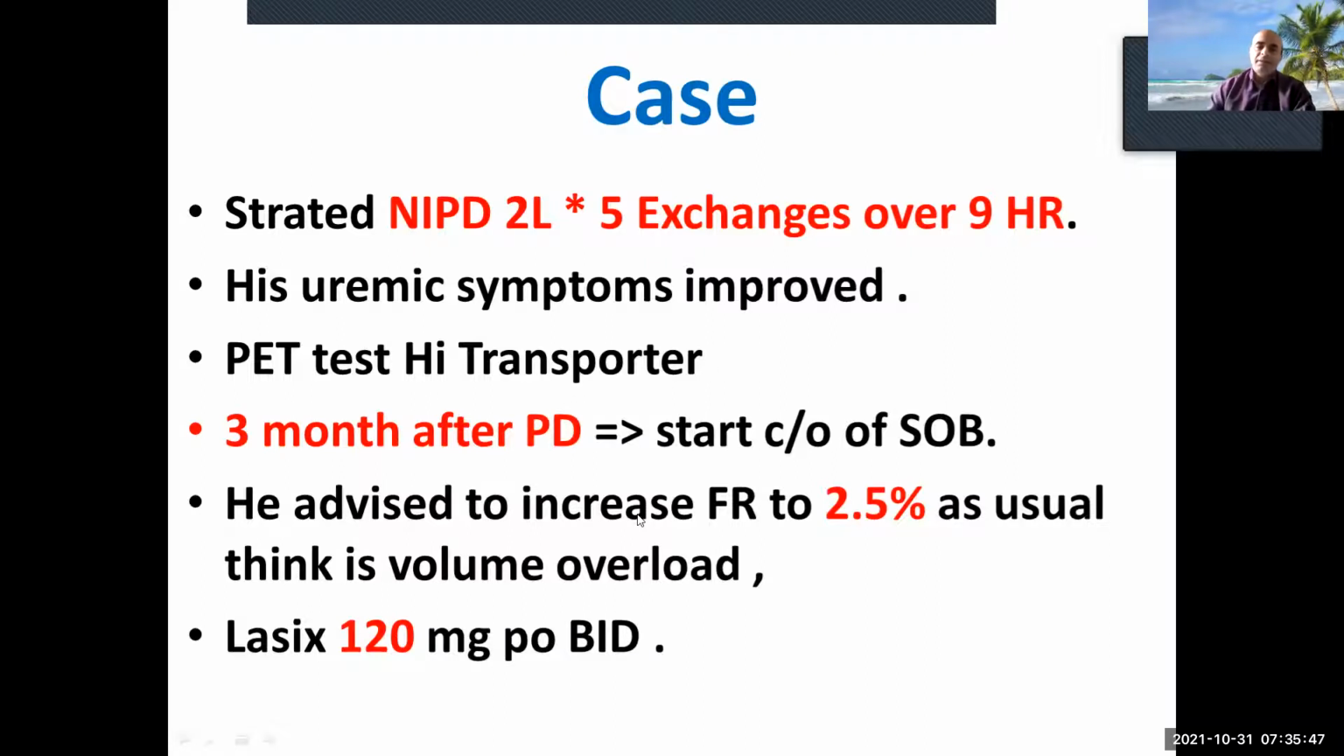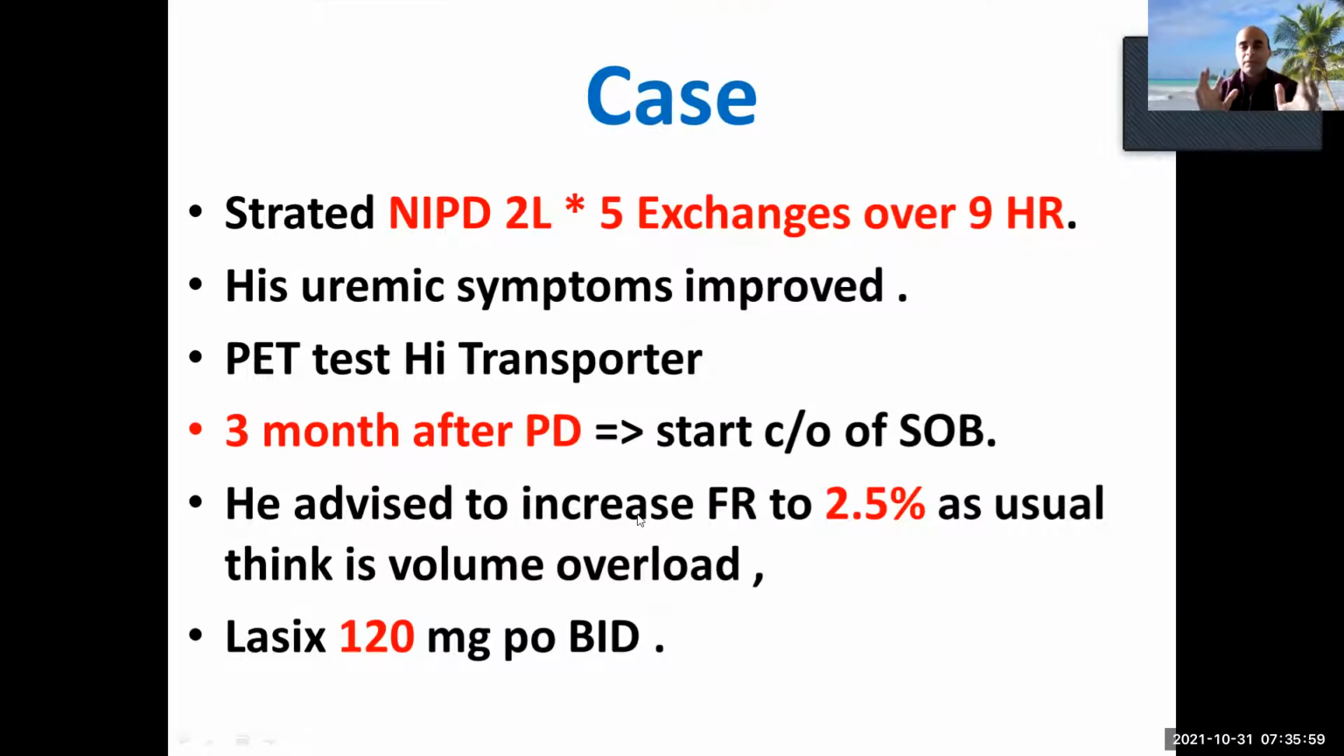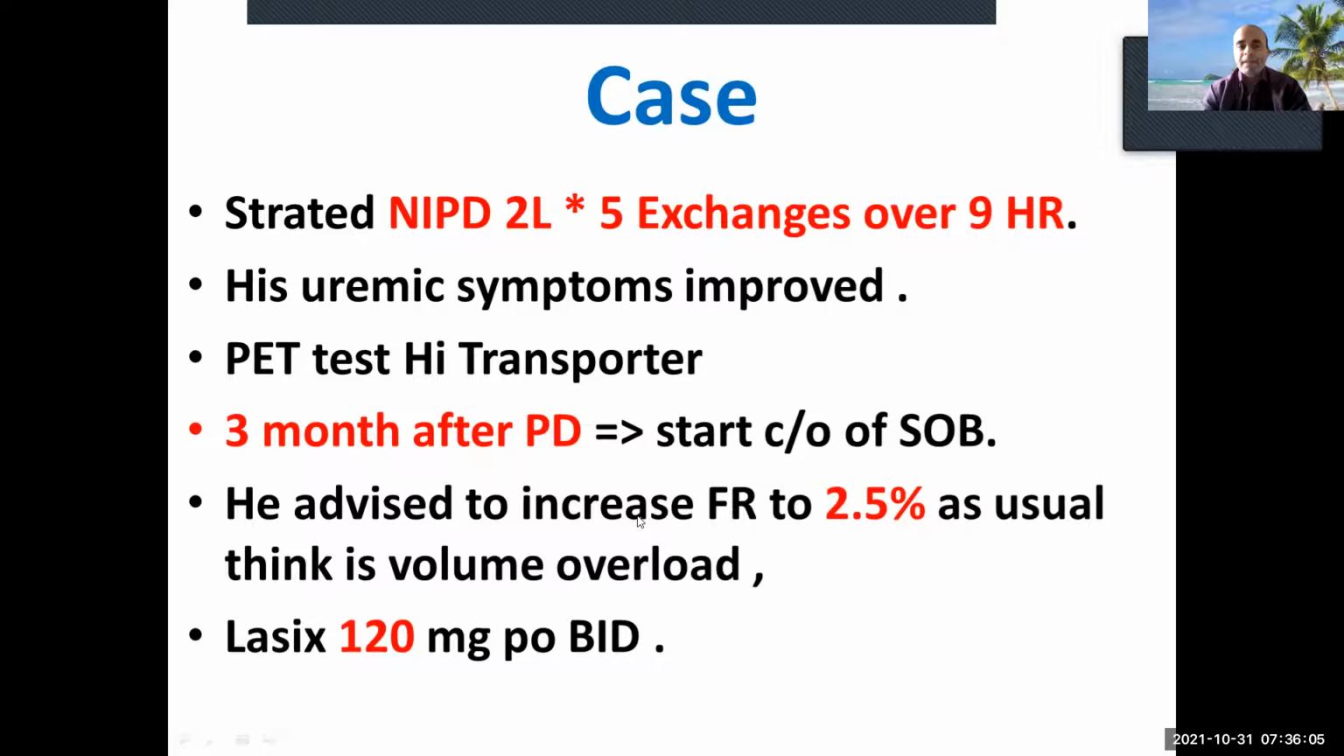The PD catheter was inserted in 2020 and he was started on an IBD regimen for peritoneal dialysis with a fill volume of 2 liters. This is the amount of fluid inside the abdomen of your patient, around 2 liters, 5 cycles per day over 9 hours. His uremic symptoms started to improve after this regimen, and a PET test was already done for him, showing a high transporter type.